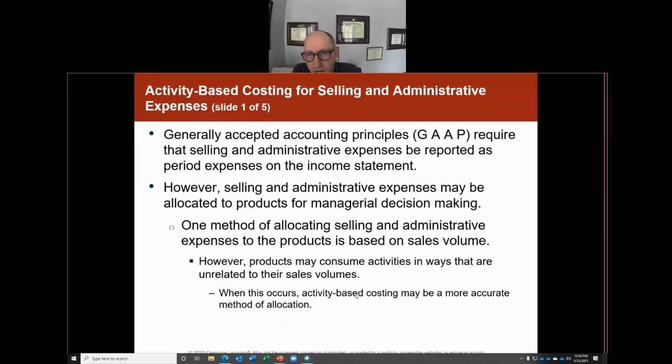Activity-based costing is produced according to GAAP for selling administrative expenses. As you know, selling administrative expenses are reported on the income statement as period expenses, just as it always has been. Selling administrative expenses may be allocated to the products for decision making, but for GAAP accounting, they must be allocated as period expenses on the income statement.